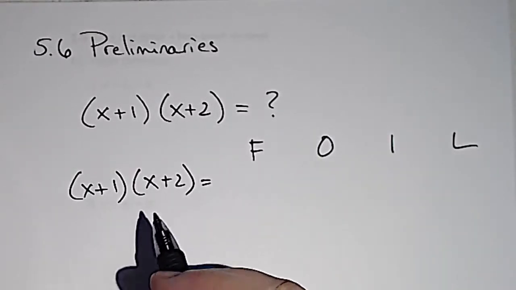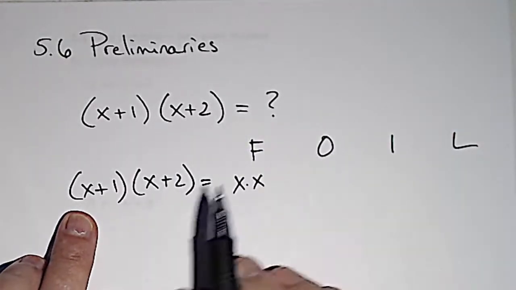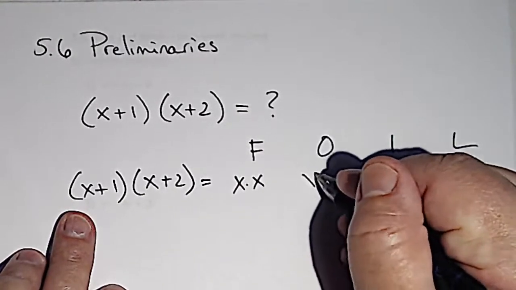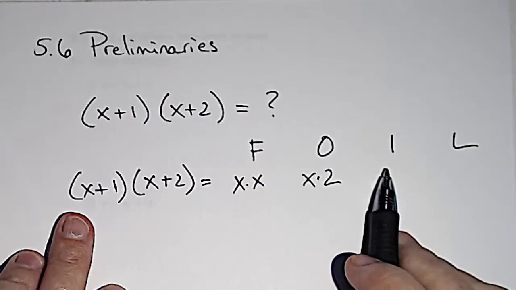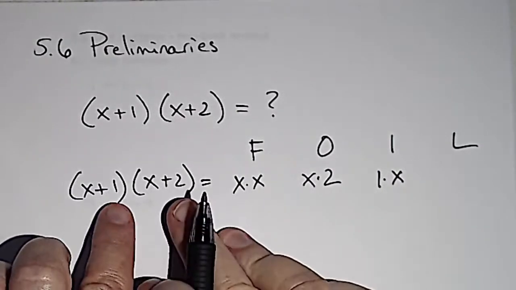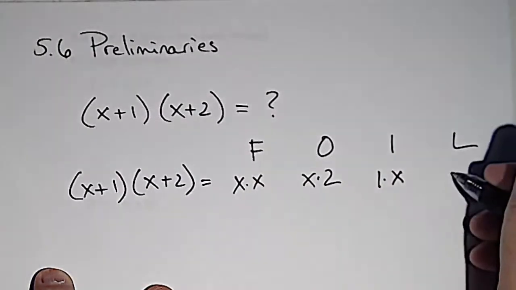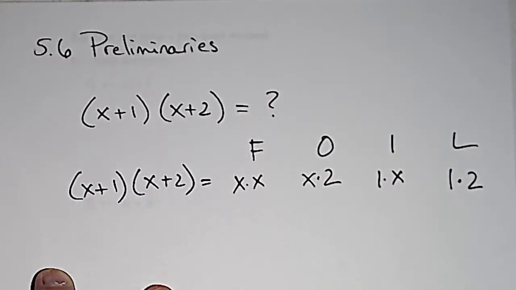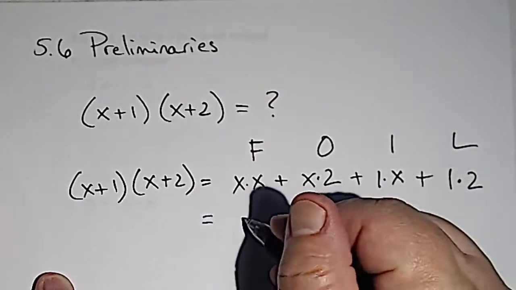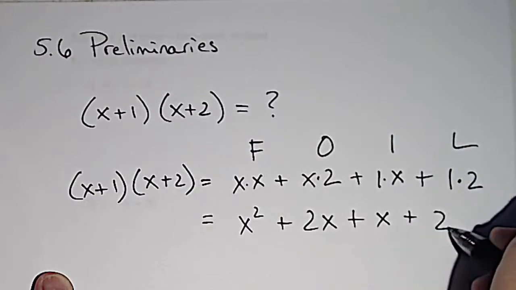You'll recall that first are the first two, that's x times x. Outer are the ones on the outside of each binomial, so that's x times 2. I stands for inner, that's 1 times x. And the last are the two that are last in each binomial, 1 times 2. It's all addition, so I get x squared plus 2x plus x plus 2.